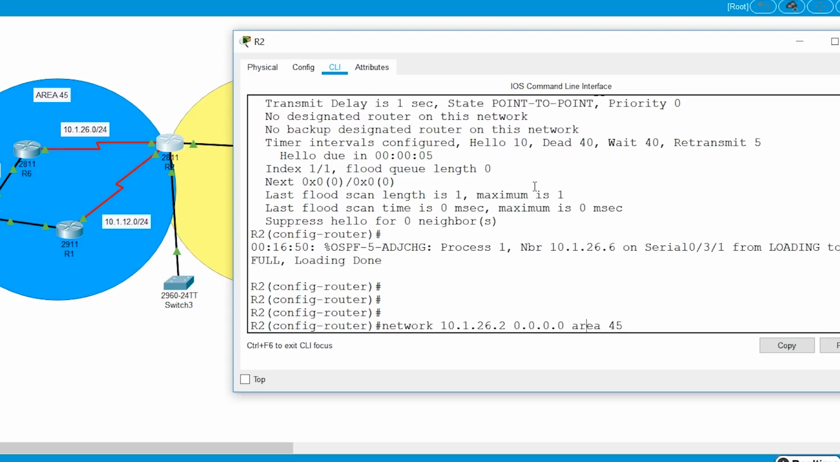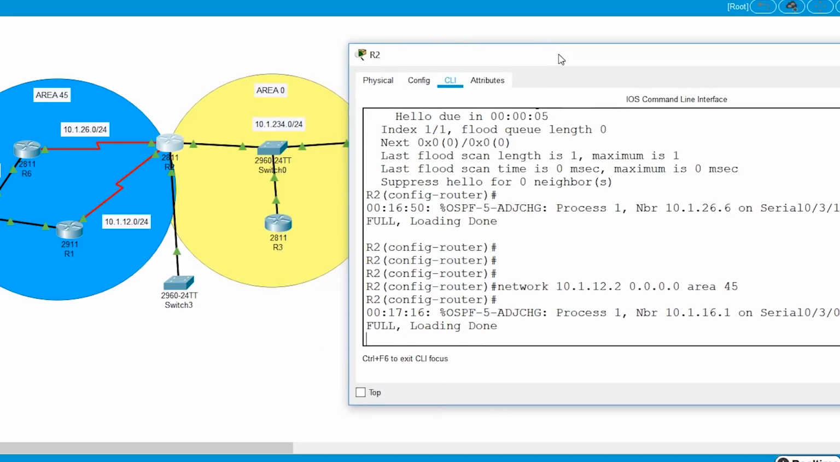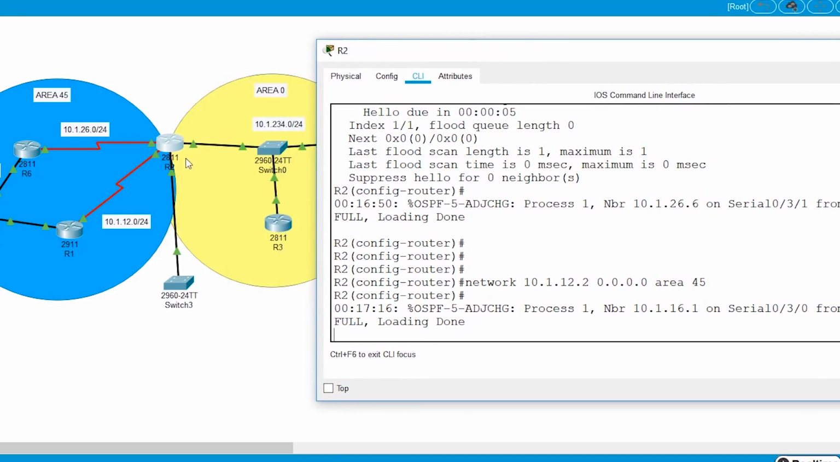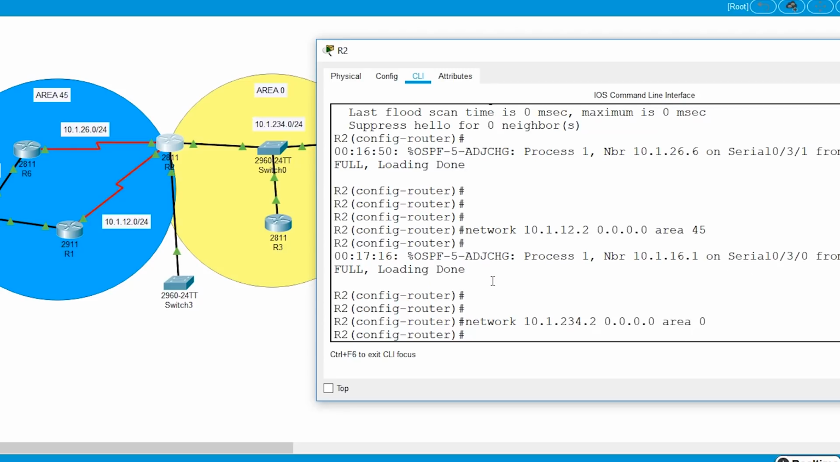Now, next is 10.1.12.2, that also has to go into area 45. The difference is this interface, 10.1.234.2, that's this interface, needs to go into area 0. The command is exactly the same. The only thing is we change the last part. So we can do the same here: 10.1.234.2 0.0.0.0 area 0. And now we are doing a multi-area OSPF where one interface is in area 0, the other two interfaces are in area 45.